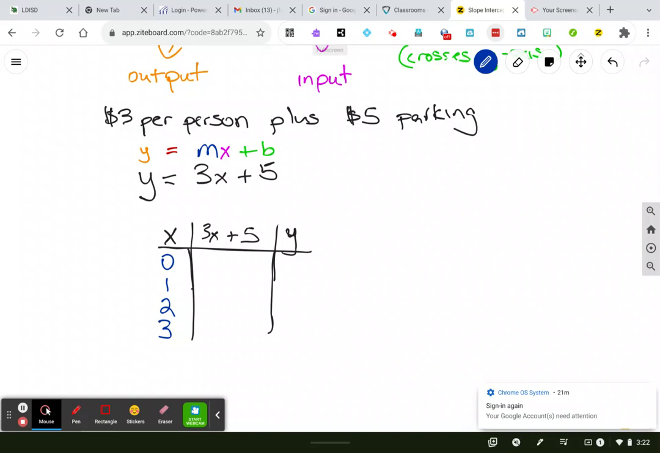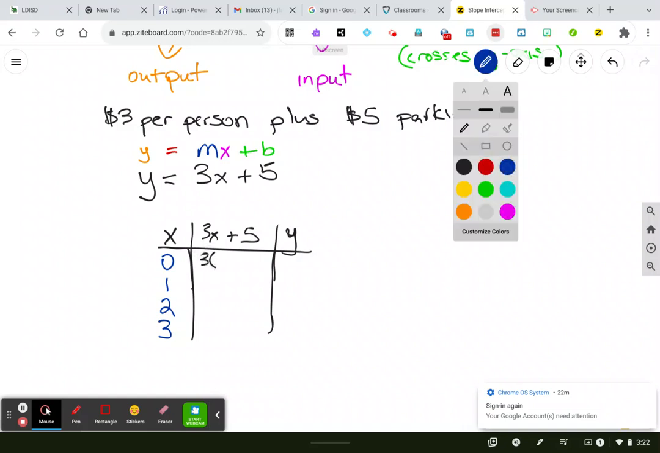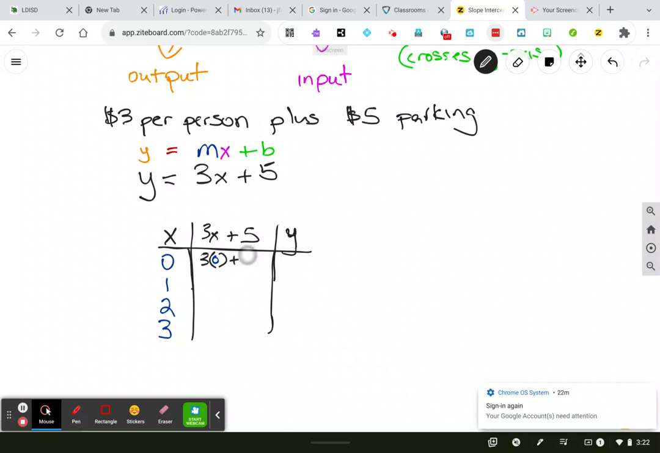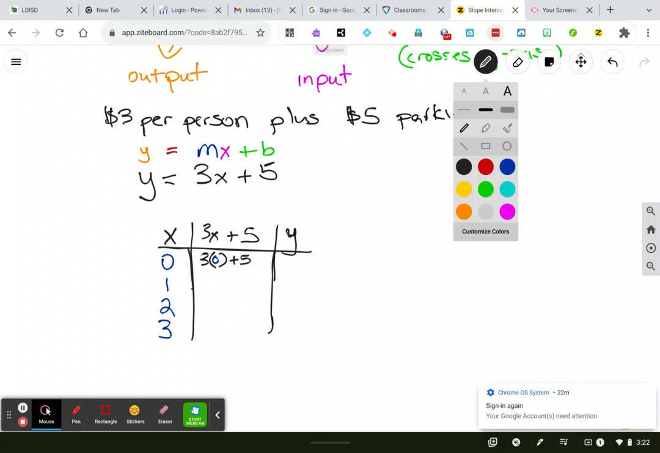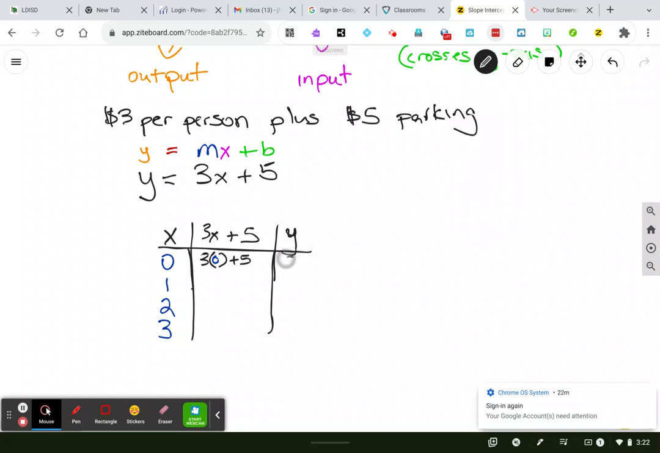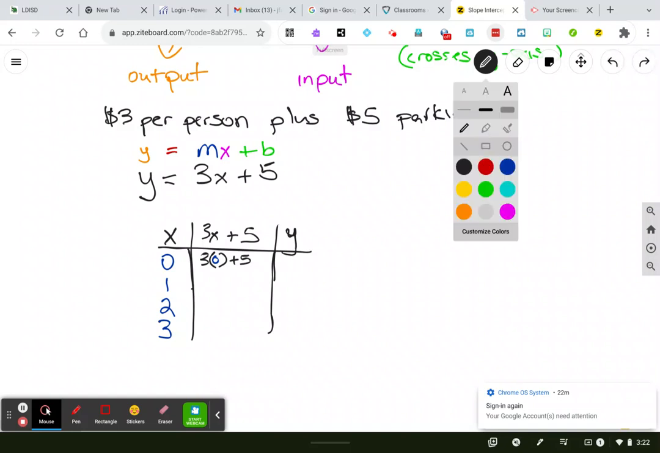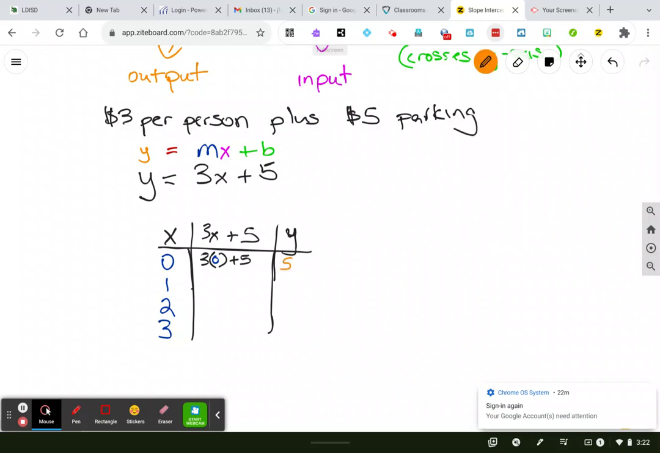So I'm going to make up some numbers for x, because I could take one person, I could take 12 people, I could take 500, I could take 2 people. But let's go with simple numbers, and let's substitute those numbers in. So 3 times 0 plus 5. Well, 3 times 0 is 0, and plus 5 is 5. Oops. I'm trying to use the same colors. Let's do the next one.